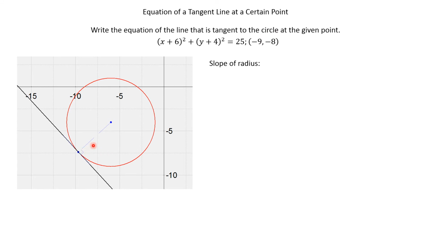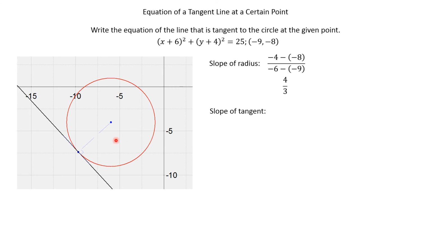Slope of the radius is just y minus y over x minus x. We have a center, and we have the point. Remember, the center is -6, -4. And so y minus y will be -4 minus -8. X minus x is -6 minus -9. Minus negative is just plus. -4 plus 8 is 4. -6 plus 9 is 3. And so the slope of the radius is 4/3.